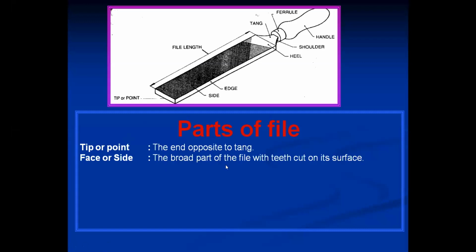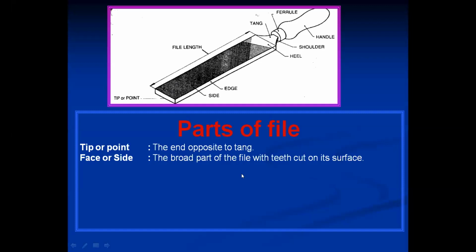Next part, face or side. Just see here, this is the face or side. It means the broad part of the file with the teeth cut on its surface. In this broad part, the teeth are cut into its surface. Just see here, these are the teeth of a file, cut in the surface of the file, in the face or side.